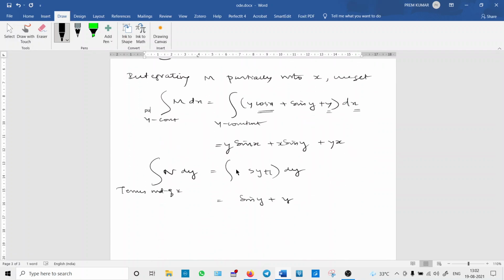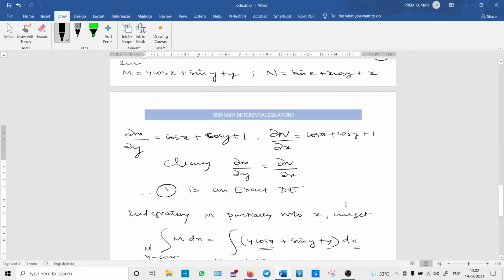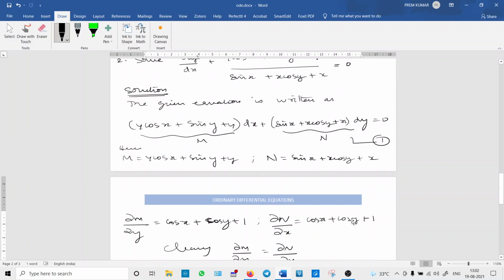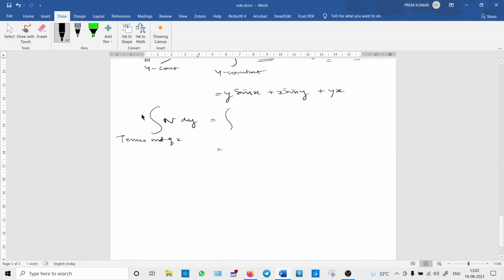I made a mistake here. So actually we have to see N, no? This is N. So you have to see this one, N. Which is a term that is independent of x? Every term is depending on x. So there is no term. So we don't want to perform the second step. So we can neglect it. So this step is omitted.